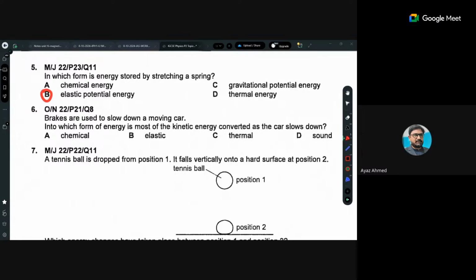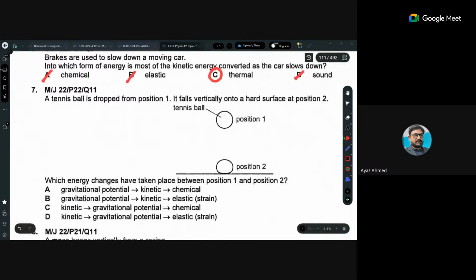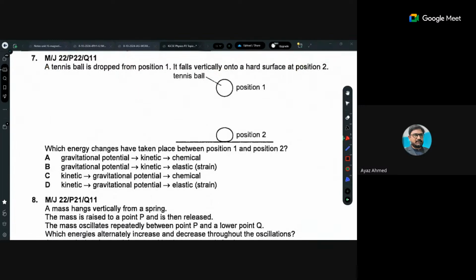Brakes are used to slow down a moving car. Into which form of energy is most of the kinetic energy converted as the car slows down? It is not chemical. It is not elastic. It is not sound. Sound is there, but it is very small. Most of it is thermal energy, because when we apply the brakes a lot, the tires and the brakes are heated up. So that is why it is thermal energy.